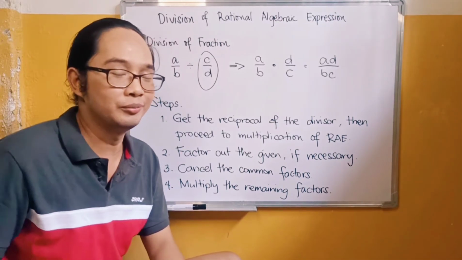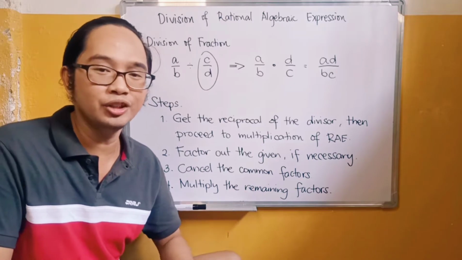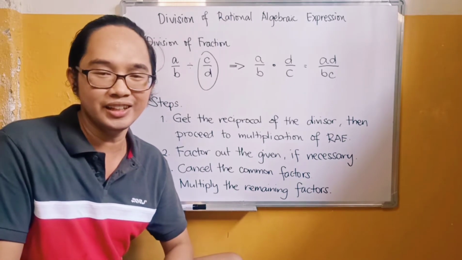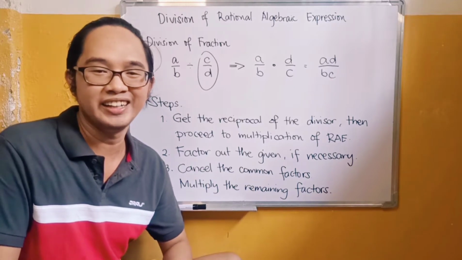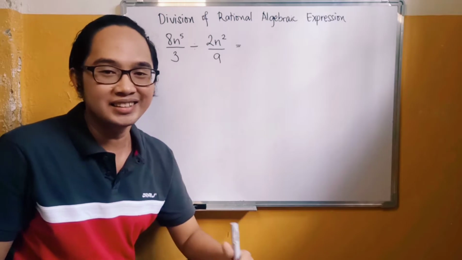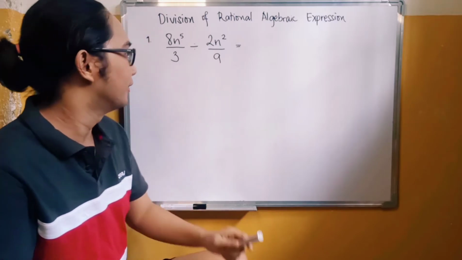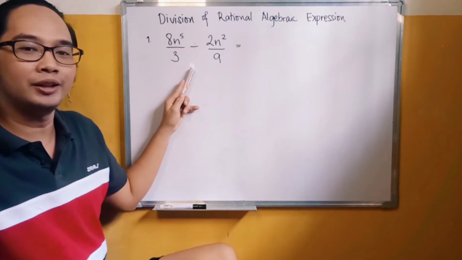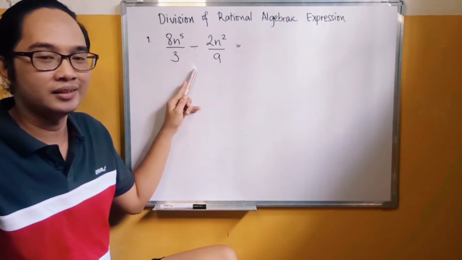Madali lang, di ba? So, ibig sabihin, kapag naintindihan nyo ang multiplication of rational algebraic expression, madali na lang itong division of rational algebraic expression. For better understanding, let's have these examples. Number 1, 8n raised to 5 over 3 divided by 2n squared over 9.